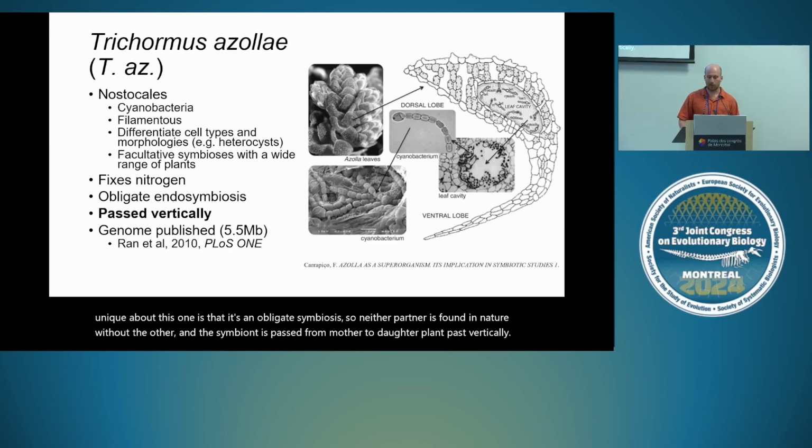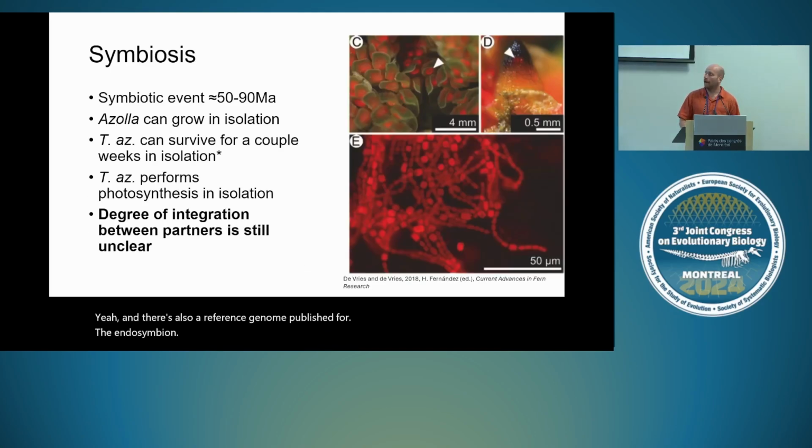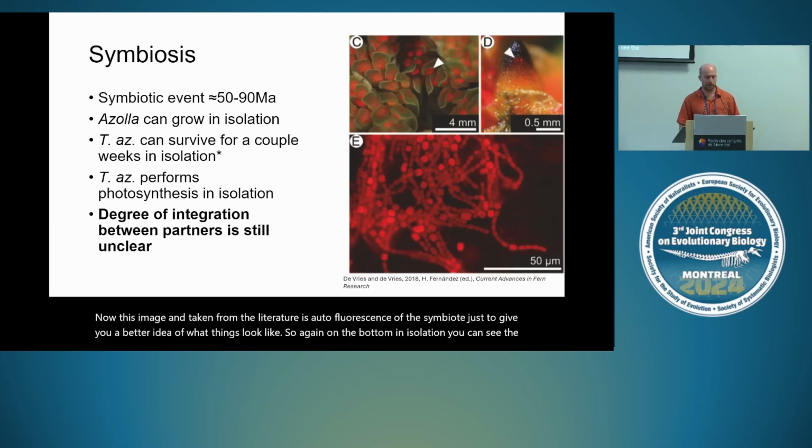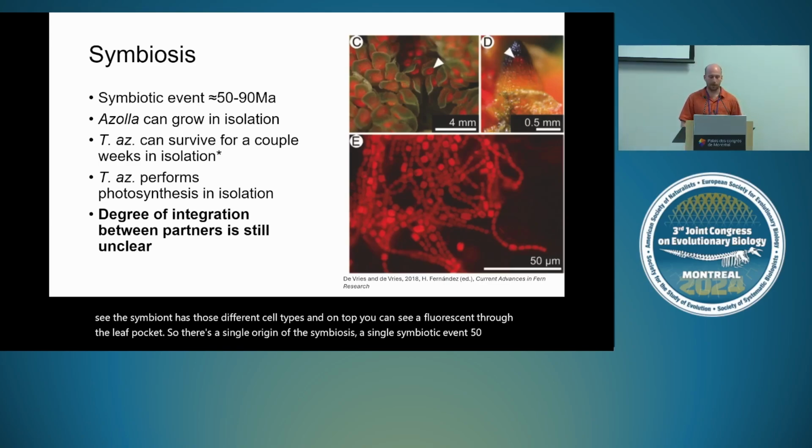Yeah, and there's also a reference genome published for the endosymbiont. Now this image taken from the literature is autofluorescence of the symbiont, just to give you a better idea of what things look like. So again, on the bottom in isolation, you can see the symbiont has those different cell types, and on top, you can see it fluorescing through the leaf pocket. So there's a single origin of this symbiosis, a single symbiotic event, 50 to 90 million years ago.